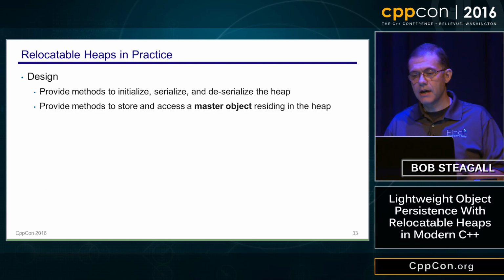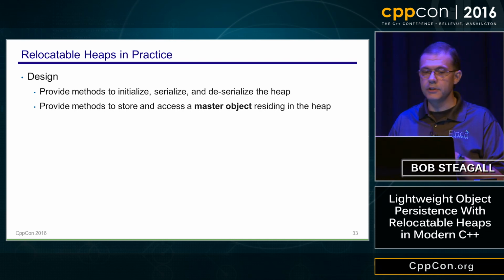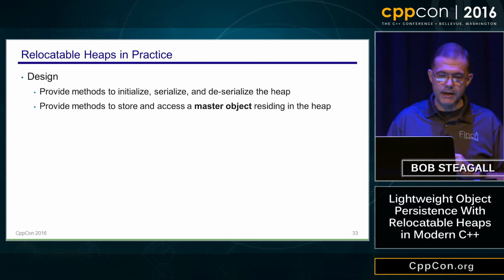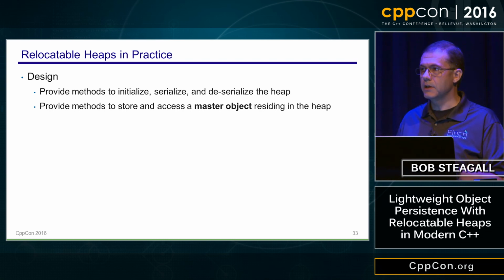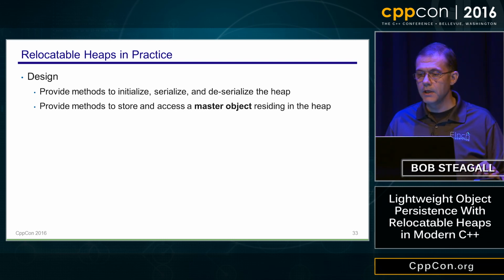So let's sketch out a design for this. First of all, a relocatable heap would need to provide methods to initialize and serialize and deserialize the heap. It would also need to provide methods to store and access something I call a master object, which would reside in the heap. And here a master object is a special object that the heap itself is aware of. Its role is to act as a gateway to the actual contents of interest stored in the heap.